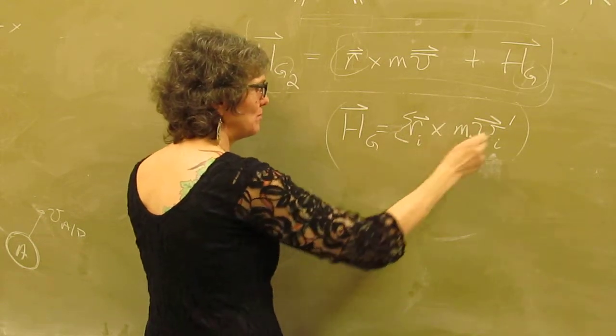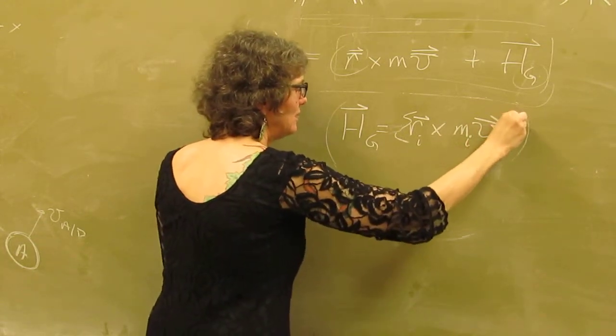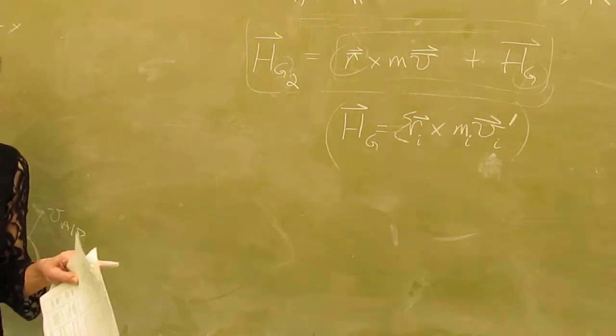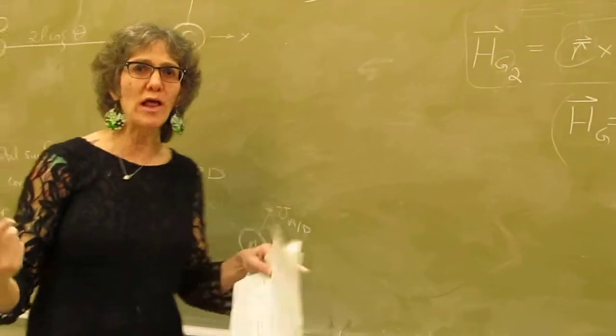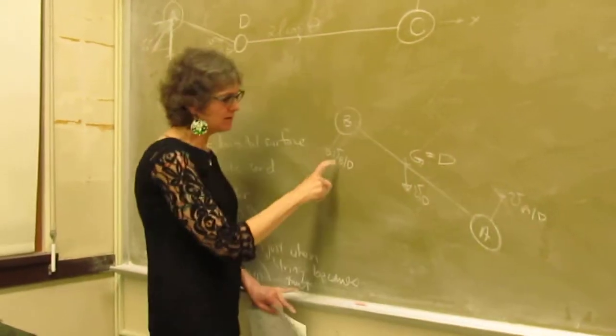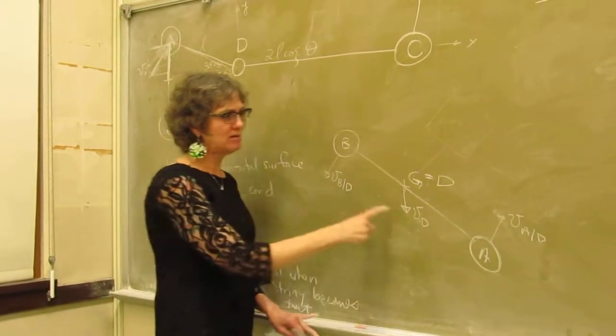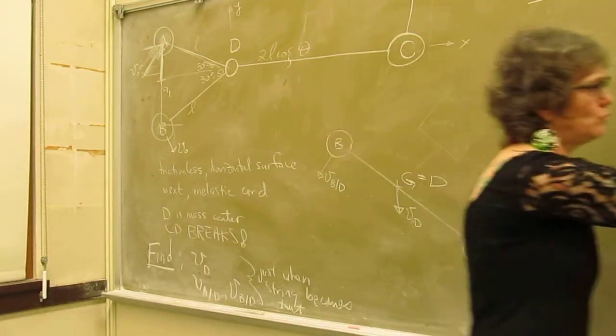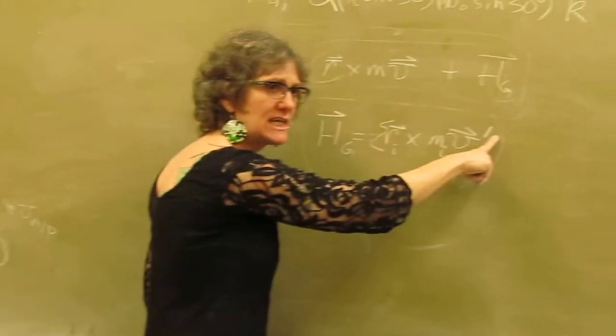I don't know if you remember this prime. Basically, it's the relative velocity. It's not an absolute velocity. It's the velocity relative to the mass center, which is exactly what I'm showing here: VB with respect to D, VA with respect to D. These are exactly what this prime indicates.